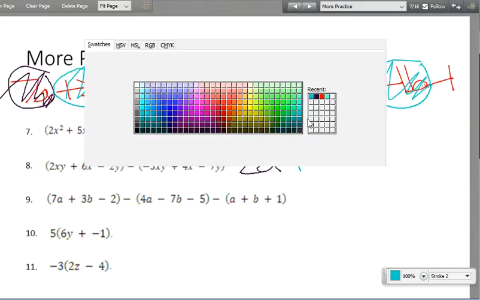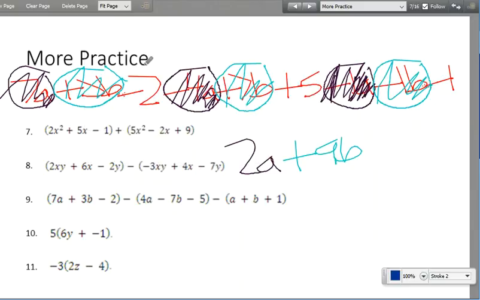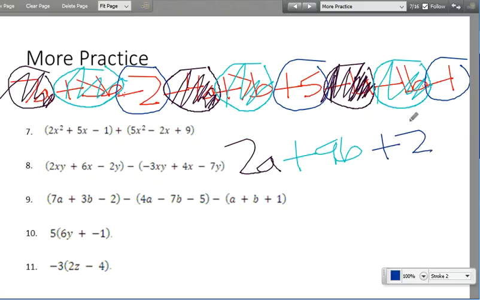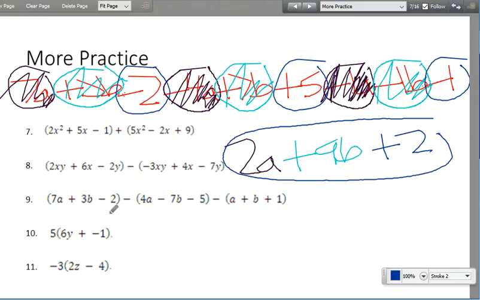Then we have minus 2, so a negative 2, a positive 5, and a negative 1. So negative 2 plus 5 is 3. 3 minus 1 is 2. Okay, that was a big problem, wasn't it? So remember the first thing that we did is we distributed the negative to all three of these terms. Then we distributed the negative to all three of these terms. Then we combined like terms.